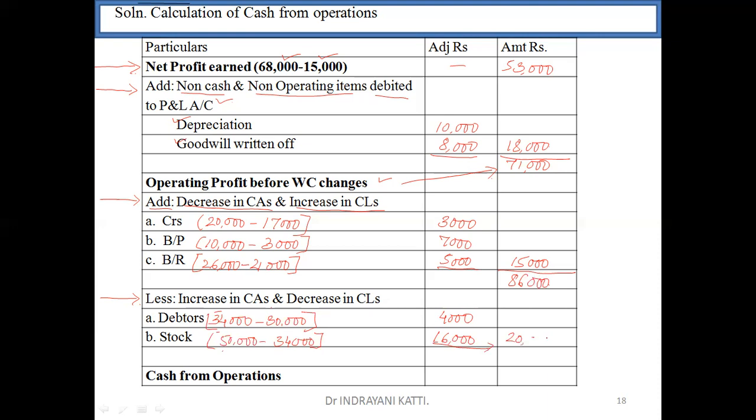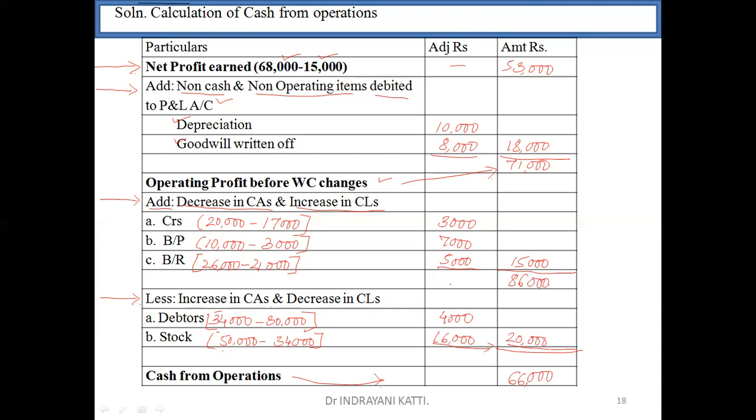The whole amount of rupees 20,000 is deducted from 86,000. So when we deduct 20,000 from 86,000, we derive 66,000. So this 66,000 itself is cash from operations. All the things, whatever you have learned, are very much similar. The format, I hope you understood right now, is how to calculate the cash from operations.